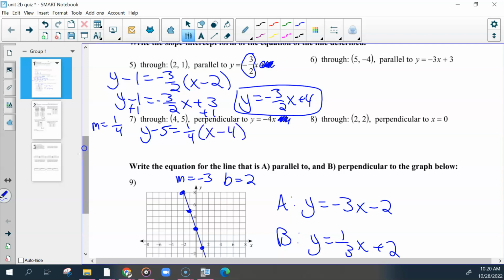So once you have that set up, the process is the same. Distribute. Again, use your calculator, double check your math, and then get y by itself by moving this to the other side. So that would be your equation and your answer.